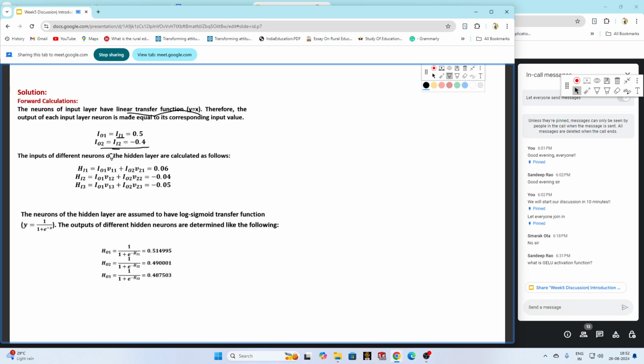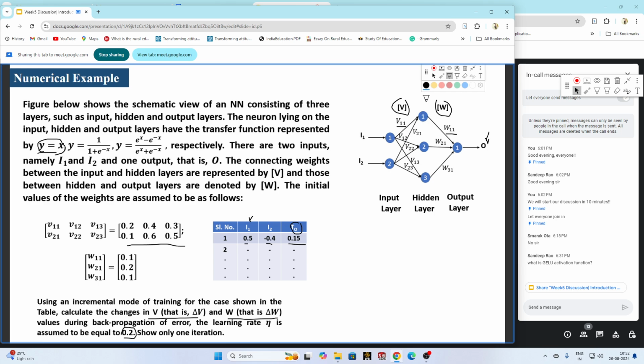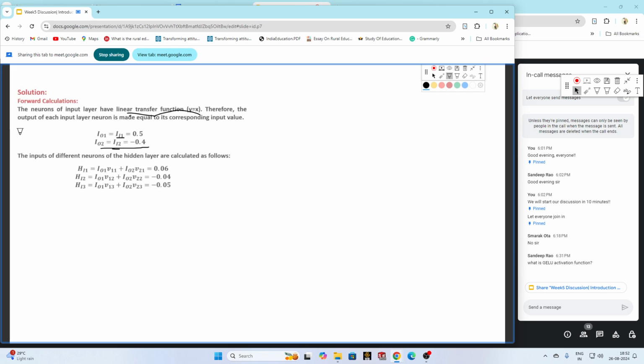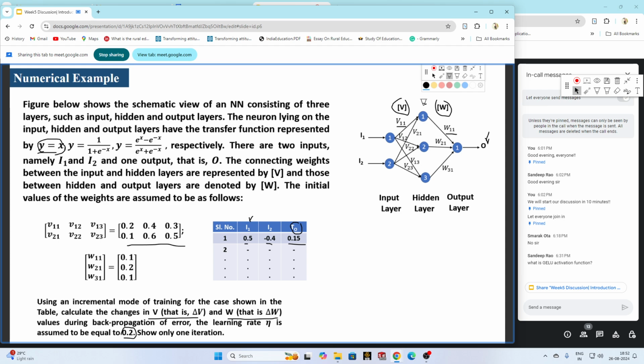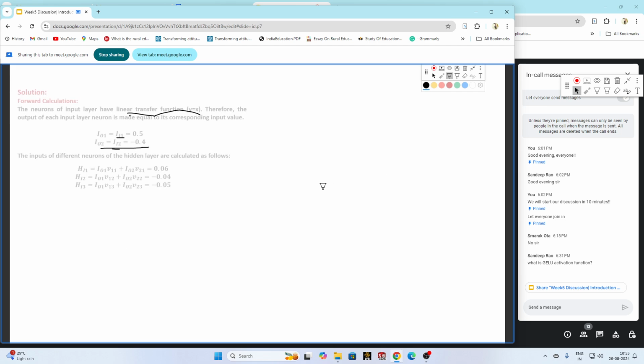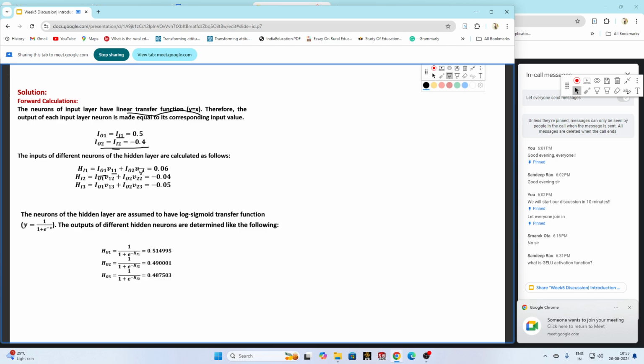Okay, now how will we calculate the inputs of the different neurons of the hidden layer? The hidden layer also has two parts, HI1 and HO1. First we will calculate HI1. How will HI1 be calculated? See this neuron. This neuron is taking input from the first neuron as well as the second neuron of the input layer. So this neuron will have V11 into IO1 and V21 into IO2. Again I am repeating, it will be V11 into IO1 and V21 into IO2.